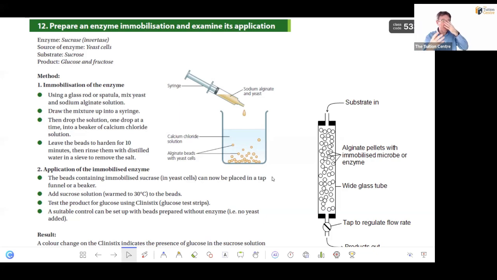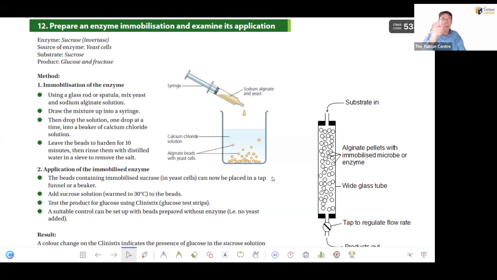And we're not interested in anything that the yeast cells do except that they produce sucrase or invertase, the enzyme that breaks down sucrose into glucose and fructose. So you leave the beads to harden for 10 minutes, right? Then you pour them into a sieve and rinse them under the tap. Two reasons you rinse them. One is to remove unbound enzyme. That's important. Any free enzyme needs to be washed off the beads because it's not immobilized then, right? So rinse off any free enzyme.